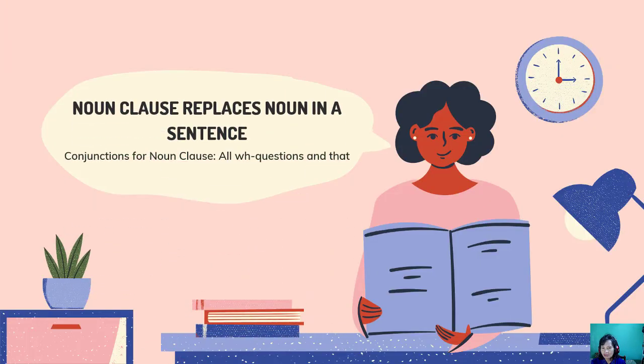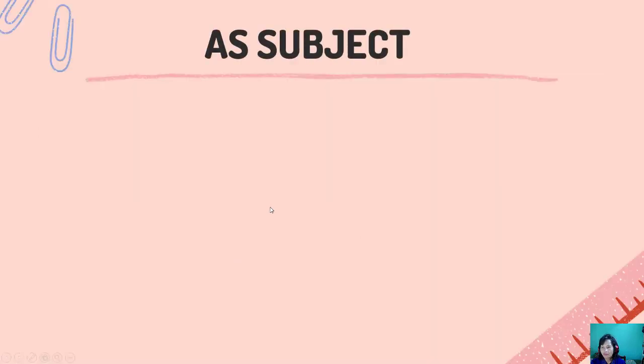What is a noun clause? A noun clause is one of the clauses that can be used in constructing complex sentences. So a noun clause replaces a noun in a sentence. The conjunctions that we can use are WH questions and that, and sometimes you can have whether or if.